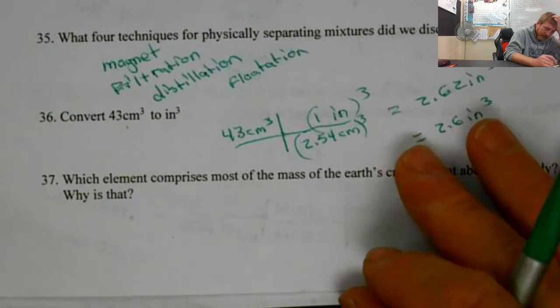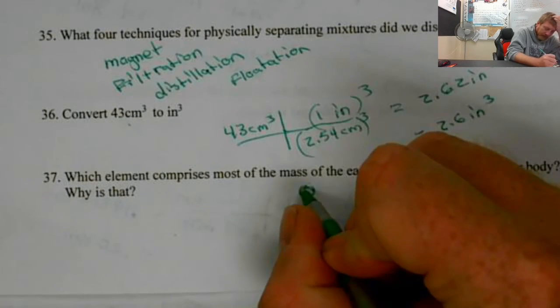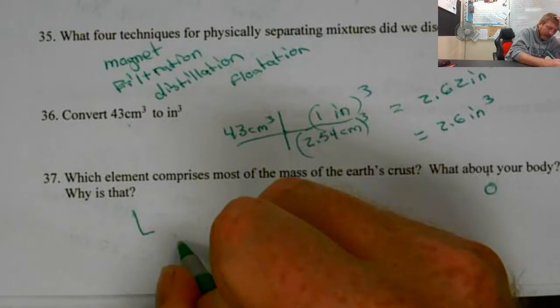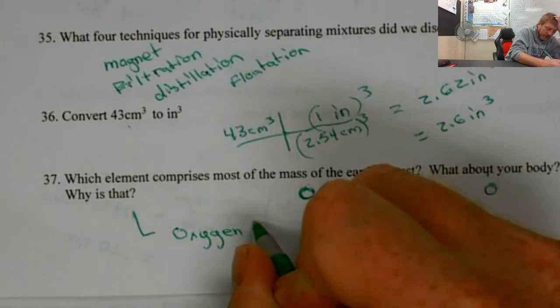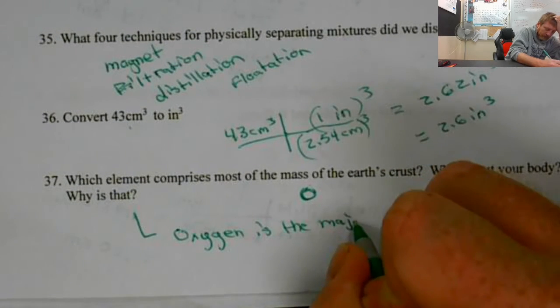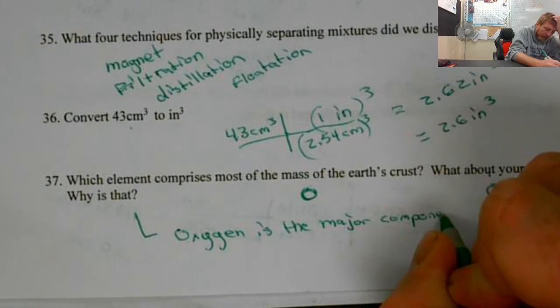What element comprises most of the Earth's crust? Oxygen does, actually. What about your body? Also oxygen, because oxygen is the major component of water by mass.